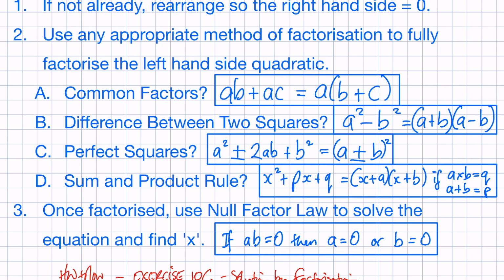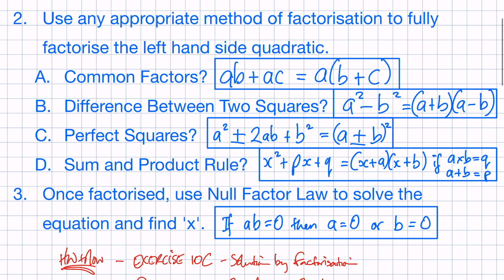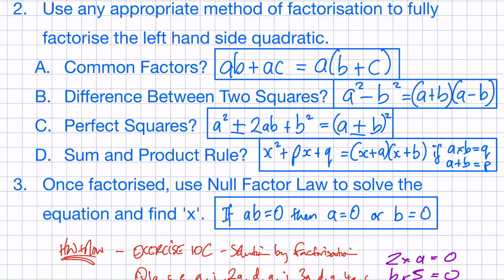Well, you'll see what this null factor law means anyway. It's just the idea. I said, while these guys are copying, I gave them a question. If I know 2 times by a equals 0, what must a be? 0. If b times by 5 is equal to 0, what must b be? 0. If I know a times by b equals 0, what could a be? 0. What could b be? 0. What could both of them be? 0. Good. So that's called the null factor law, and we use that to solve quadratic equations.